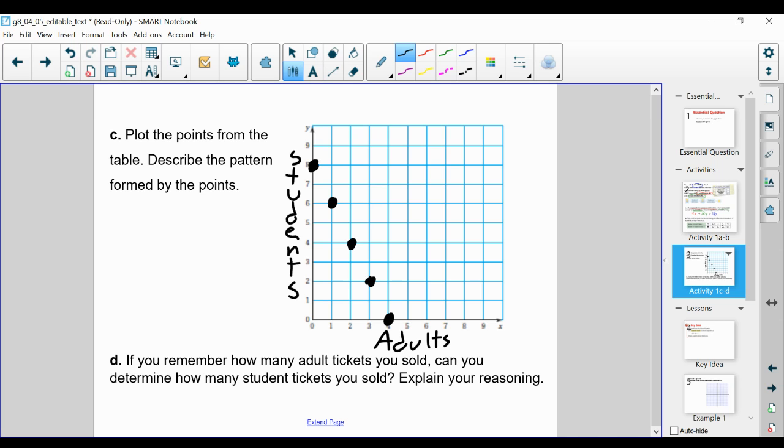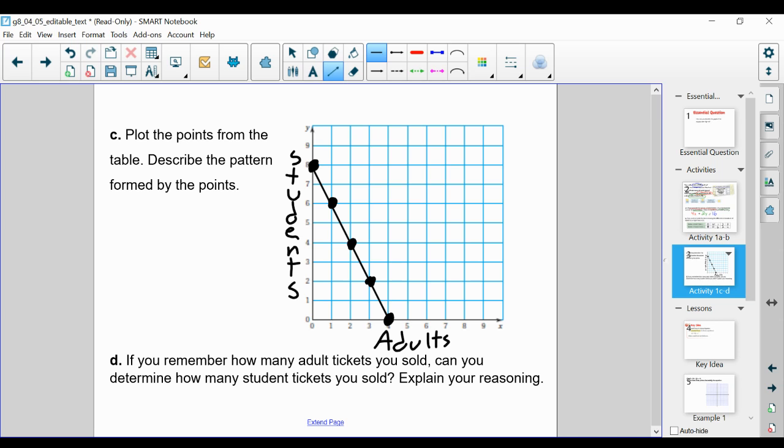So now that we plotted the points, what are you seeing forming from these coordinate points? Yeah, we're starting to see a line. We're starting to see a relationship between all the points. We're starting to see that we can create a line from it. And this is a straight line. So this is another type of linear equation.